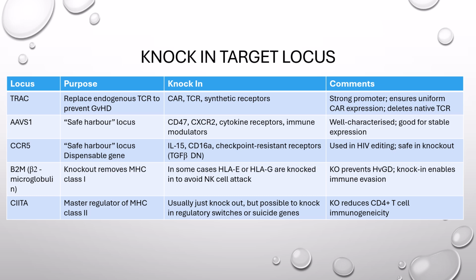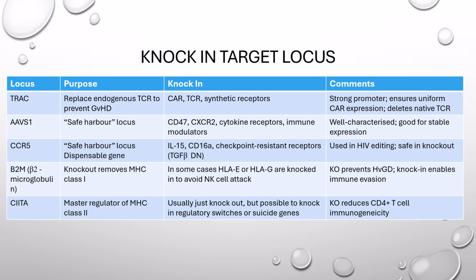So that locus, I don't think I've got TRBC, the beta constant, which is optional whether or not you knock it out, because it doesn't really affect it. It's more important to knock out the T cell receptor alpha constant than the T cell receptor beta.